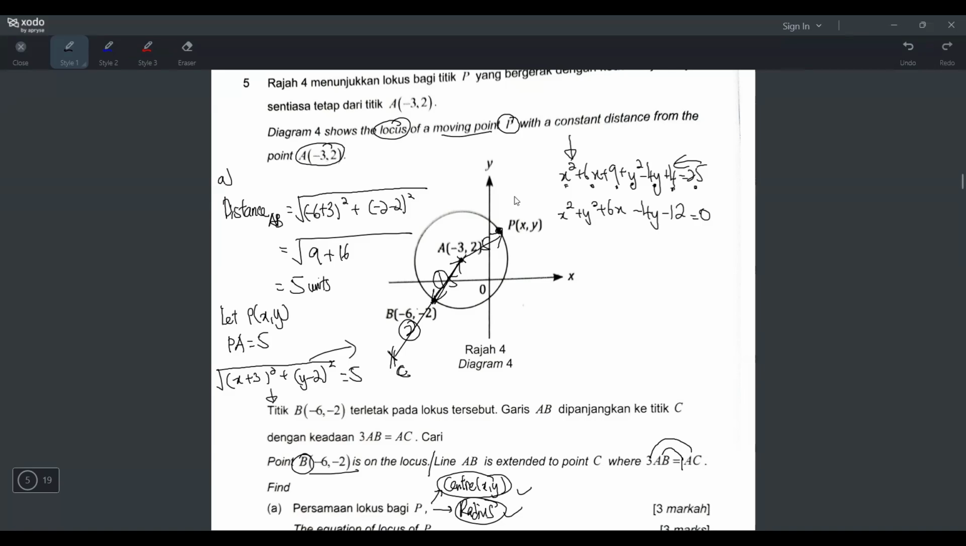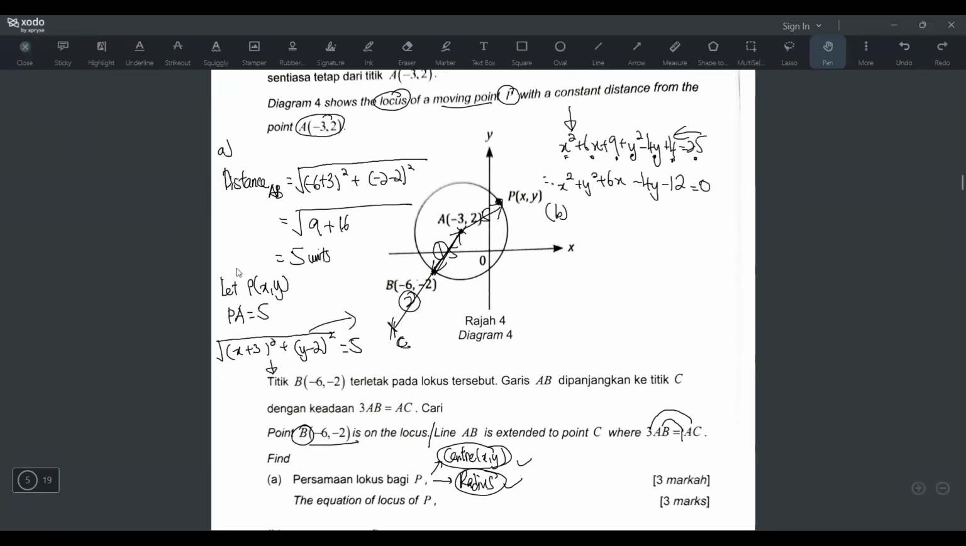So you have to know an equation of circle always looks like this. It has x square, y square, x, y, and a number like that, right? So that's how you know it's a circle. All right, so this is your answer for A. Okay, now I want to do B here.